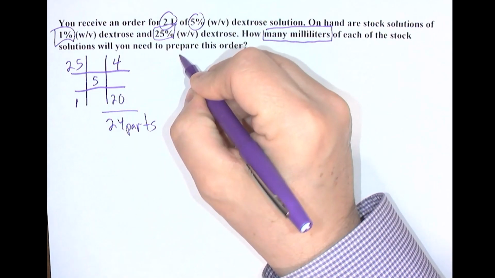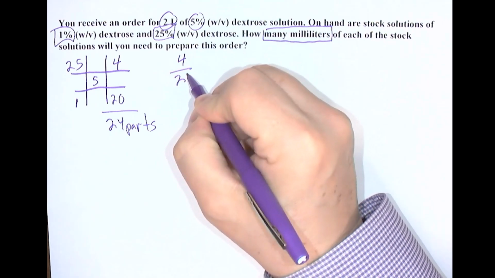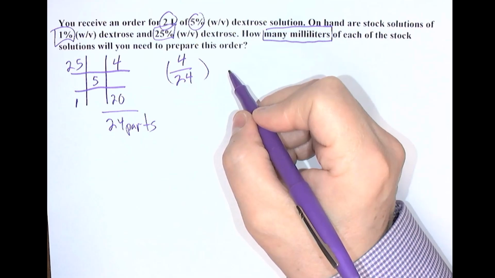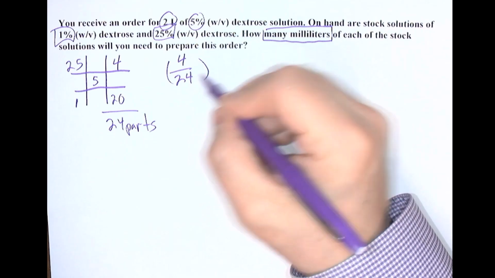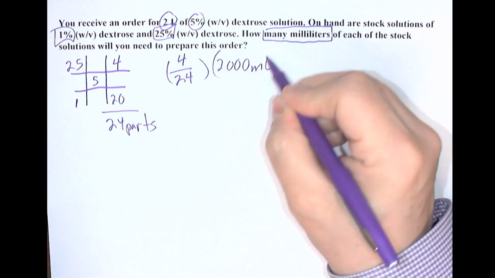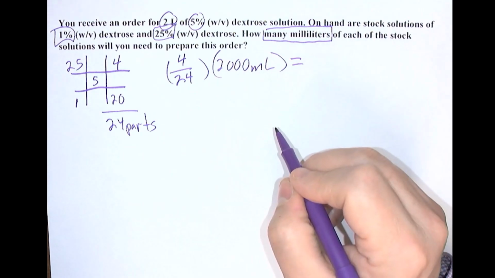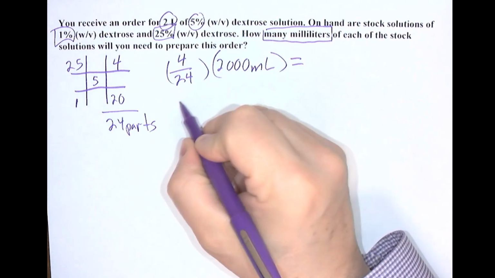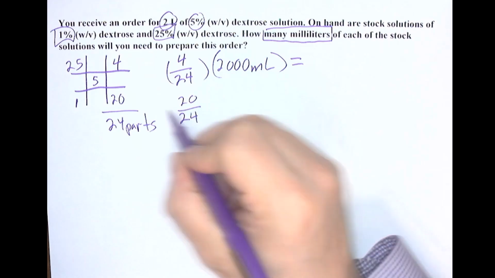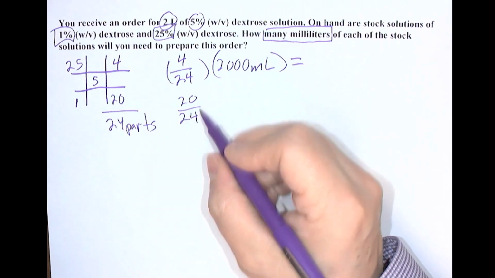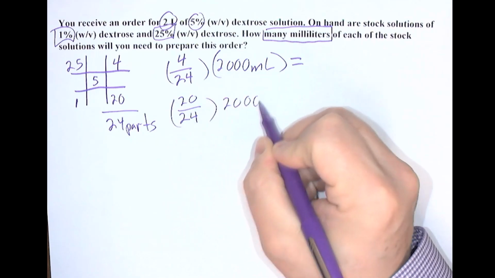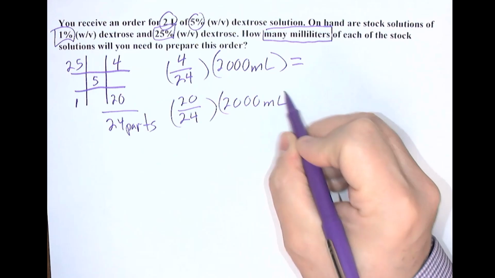4 out of 24 parts would correspond to the 25% solution. So 4/24 of that 2,000 milliliters will be the 25% solution. In the same way, 20 out of 24 parts, that would correspond to the 1% solution. So we could say 20/24 of the 2,000 milliliters will be the 1% solution.